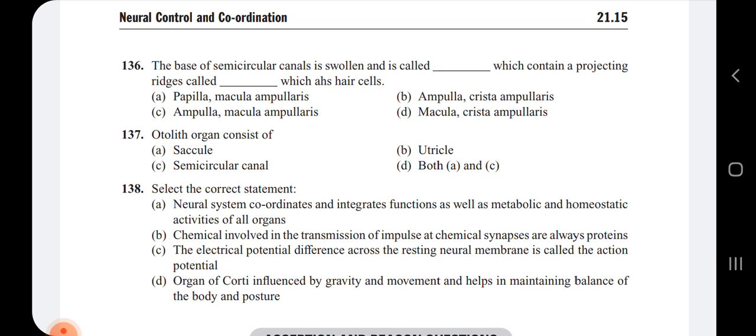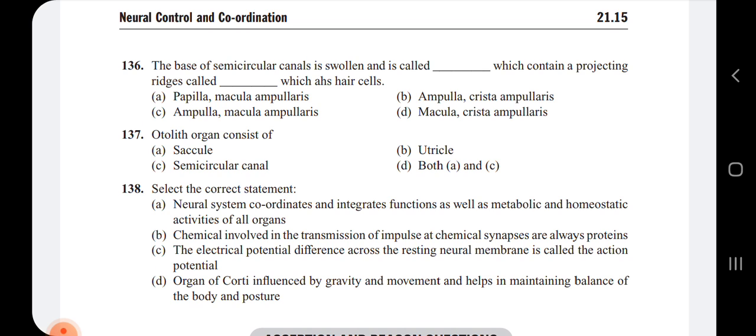The base of the semicircular canals is swollen and is called the ampulla, which contains a projecting ridge called crista ampullaris, which also has hair cells. Next question. The otolith organ consists of saccule and utricle, both A and C.